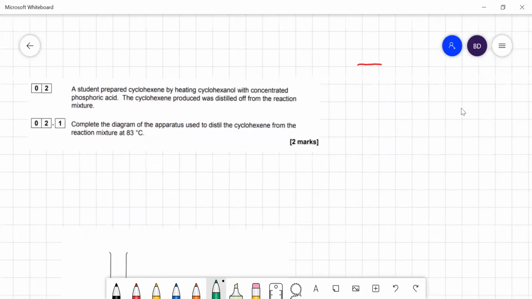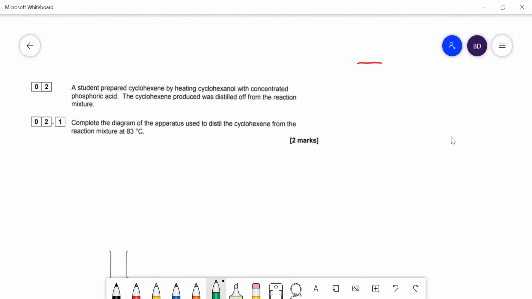Okay. A student prepared cyclohexene by heating cyclohexanol with concentrated phosphoric acid, and you dehydrate it. Okay, so it doesn't ask you to draw that, but you're going to get that cyclohexanol. You're going to remove the OH and the hydrogen from the carbon next door, and you're going to end up with cyclohexene. And that is a required practical, and that's probably why they're asking about it.